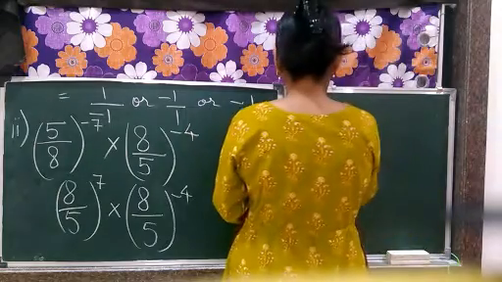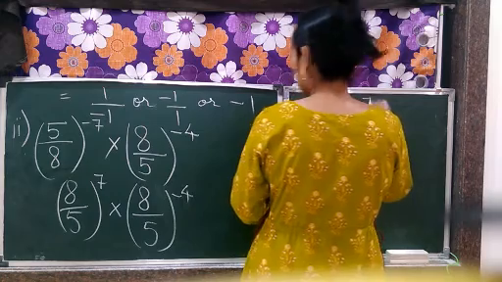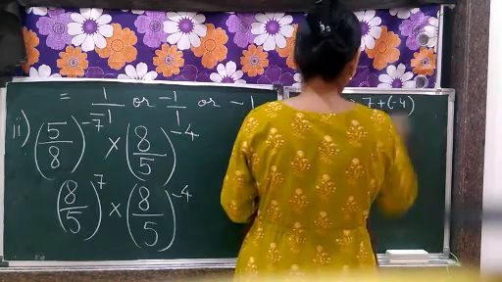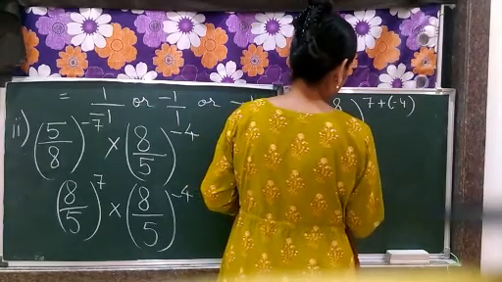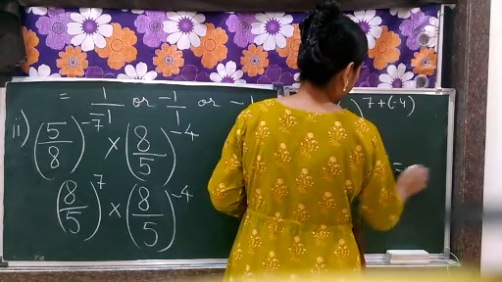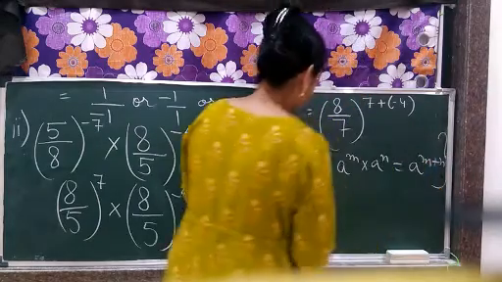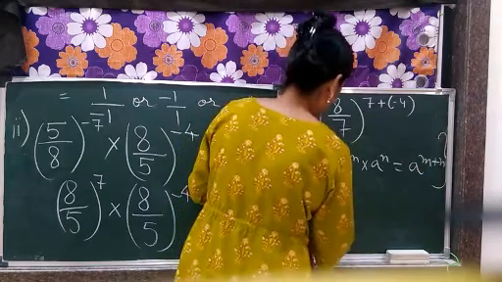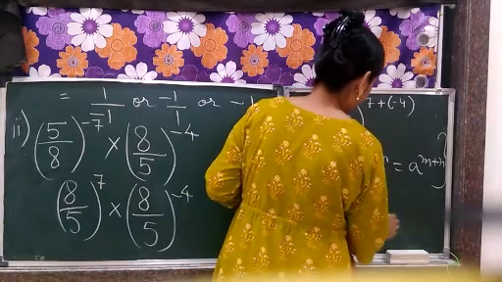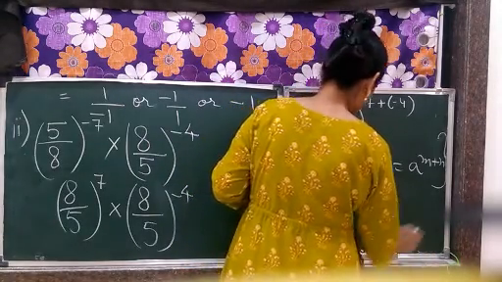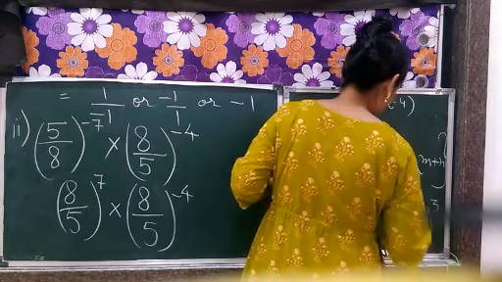Let's do that. So 8 by 5, 7 plus minus 4. So we can write here, since a raised to m into a raised to n is equal to a raised to m plus n. So 7 minus 4 is equal to 8 by 5 raised to 3.